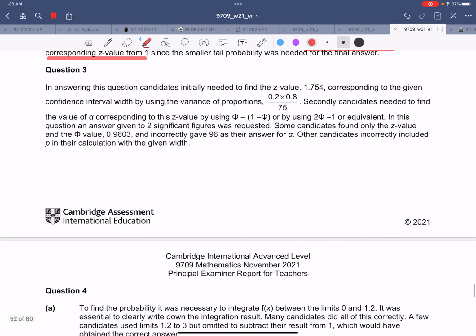Question number 3, what was that about? That was the confidence interval width. And they found the value of sigma to 2 significant figures. Some candidates only found the z value and they wrote this answer. That is, they did not take care of symmetry. So symmetry was there, number line was there.